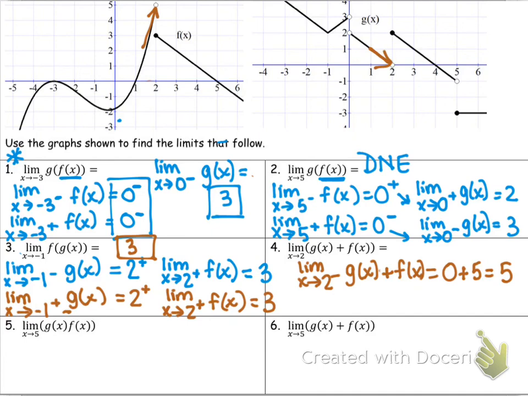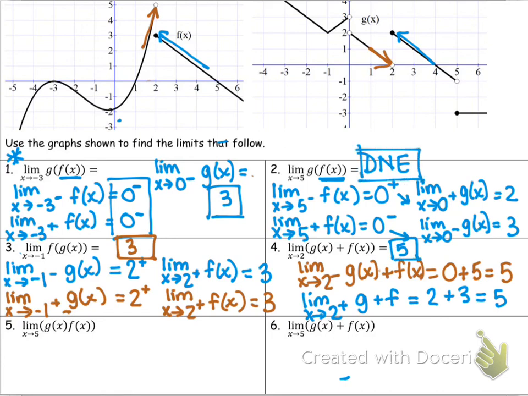Okay, let's switch our color back. So we're going to do the limit as x approaches 2 from the right of g of x plus f of x. And it's okay to abbreviate just g plus f. That's a fine abbreviation. So going to that second graph, the limit as x approaches 2 from the right is 2. And the limit as x approaches 2 from the right of f of x is 3. The left and right hand limits are equal, and so that means our limit exists and it equals 5.